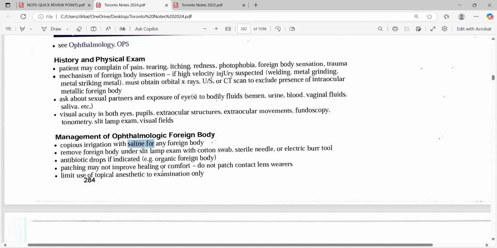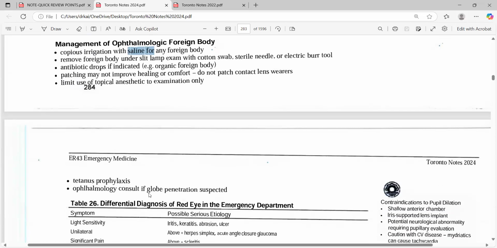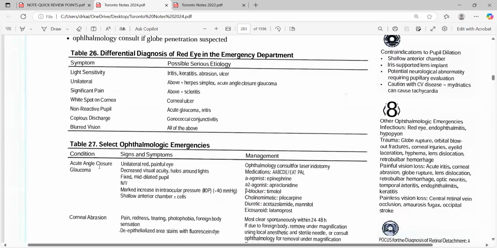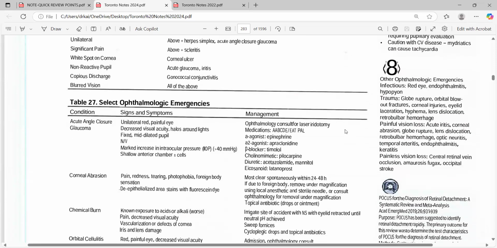Patching may not improve healing, so limit use of topical anesthesia. So: saline, removing the foreign body under the slit lamp, and if you are not able to do anything, then refer to the optometrist. Then tetanus prophylaxis, and ophthalmology if globe penetration is suspected. Just knowing the diagnosis of any kind of eye disease is more than enough for you. Then the contraindications of pupil dilation, when are you not going to do it? Shallow anterior chamber, iris, potential neurological abnormality, or a question of CV disease.